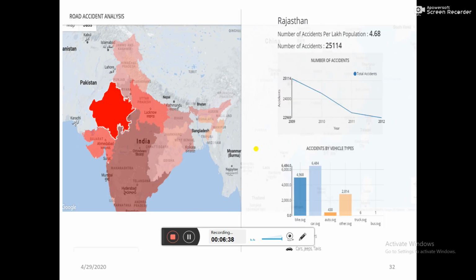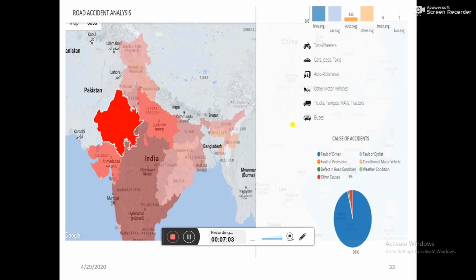In this, we have highlighted the state of Rajasthan. As we can see at the topmost right-hand side, there is a line graph which shows the fatality rate from 2009 to 2012. The bar chart shows the accidents by vehicle type, whether bike, car, auto, truck, bus, or other vehicle. The last diagram on the right-hand side is a pie chart again, which shows the cause of the accident, with various parameters, like the fault of the driver, the fault of the pedestrian, and so on.